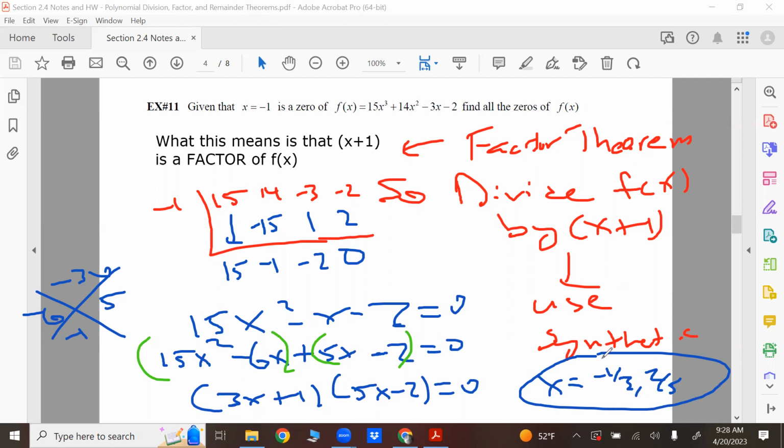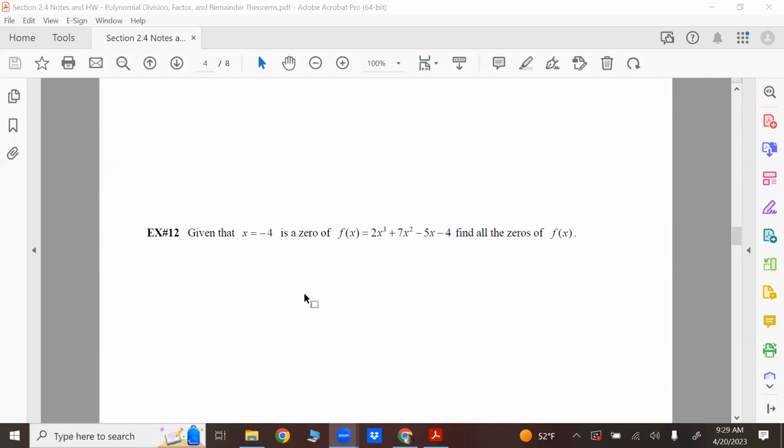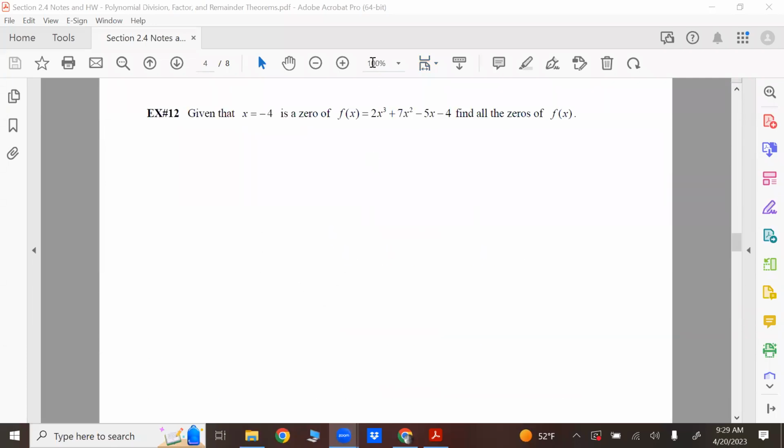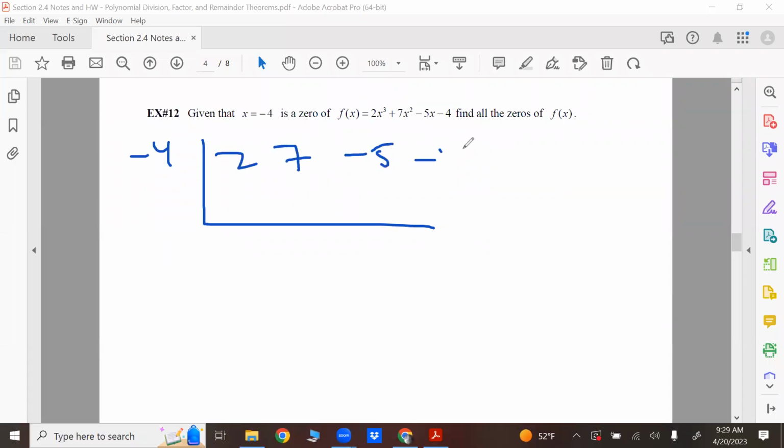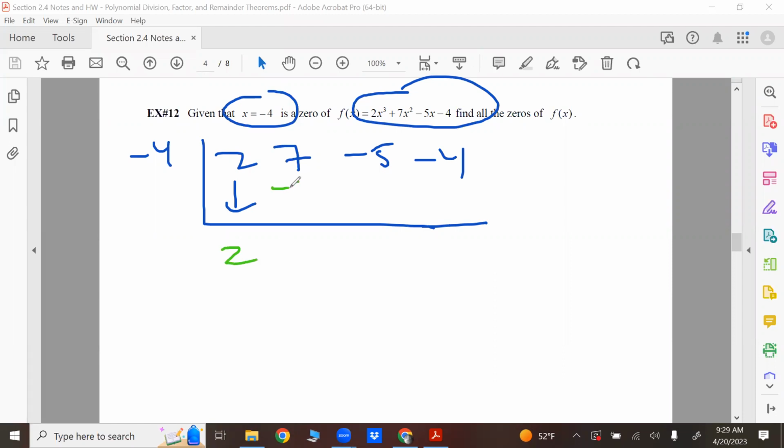Yeah, that's all. Let's try this one more time, and then I'm done. You guys can start the homework. Let's look at this one more time. So I'm going to do this. -4, 2, 7, -5, -4. So, and by the way, you can't do factor by grouping for this one, so you had to be given one of these zeros here. Bring down the 2, -8, -1, 4, -1, 4, 0.